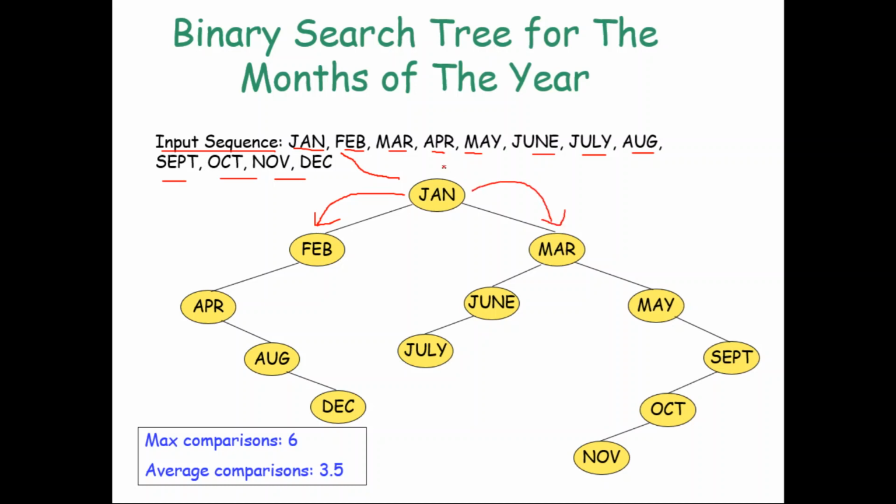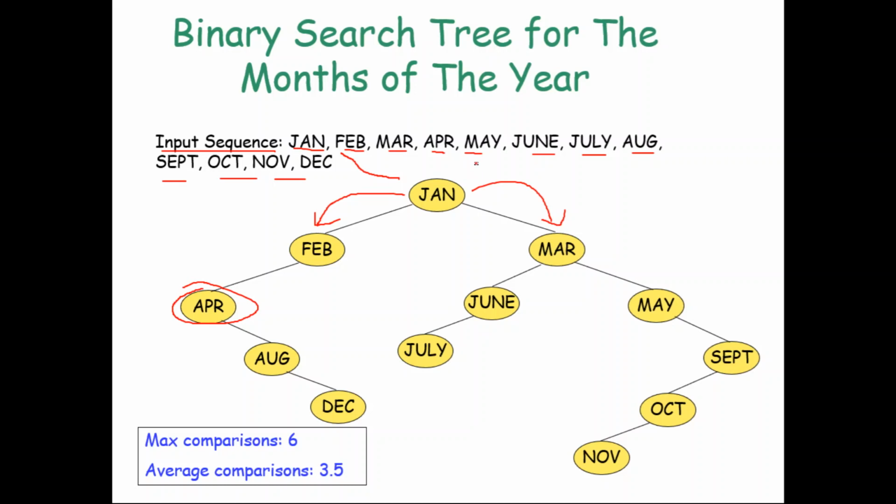Then April. A is less than J, so go to the left. There is Feb, there is F. Again A is less than F, so go to the left. So April is added as the left child of February.